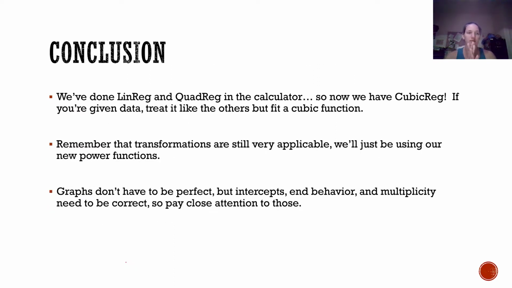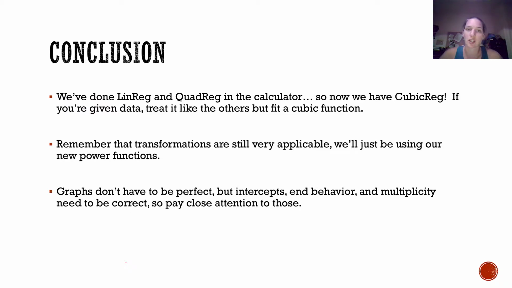So in this section, you might see something like cubic reg. We have done linreg, a linear regression, and we've done quadreg, where we fit a quadratic. So now we can fit a cubic. We're just moving up. If you're given data, treat it like you have been, just fit a cubic function, use cubic reg in your calculator. Remember that transformations are still hugely applicable, and we'll just be using our new power functions.